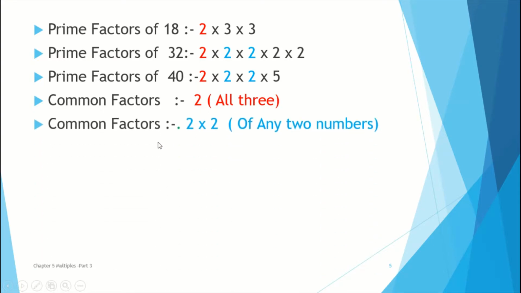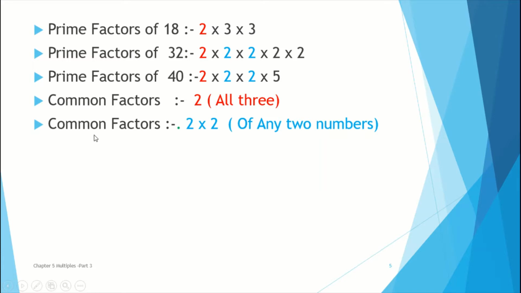Now we will find common factors of any two numbers. Here we can see that in the factors of 32, 2 times 2 is present, and also in the prime factors of 40 we can see that 2 times 2 is present. So common factors of any two numbers is 2 multiplied by 2. Why can't we take 5? Because 5 is present in factors of 40 but it is not present in any other factors. Similarly this 2, this black one too, it's present in factors of 32 but it is not present in factors of 18 or 40. So we cannot take that.